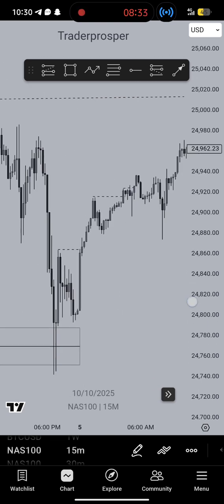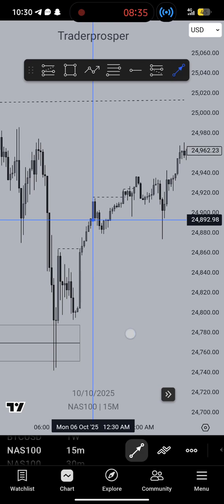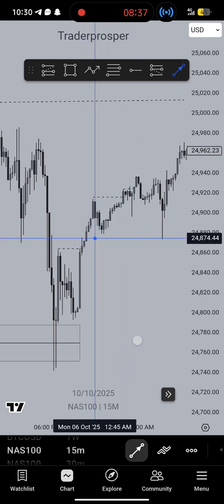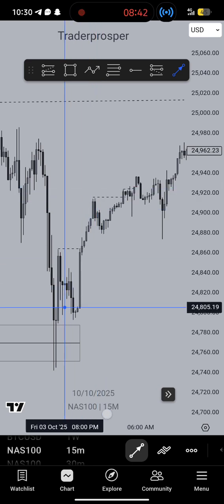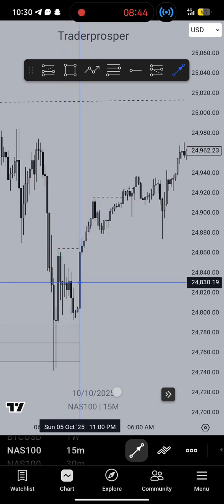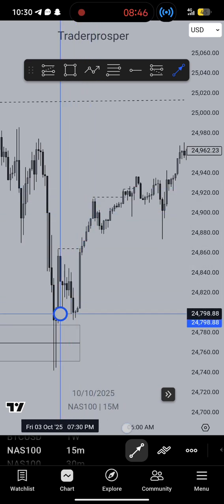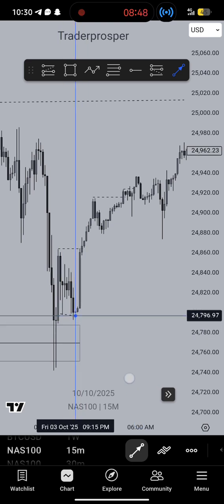I will do a video on my entry model, and I will show you guys a lot about my entry model and how I go about it. So this is a liquidity. First of all, what are we looking at here? We saw a sweep here. There was a sweep here. We saw a sweep here.